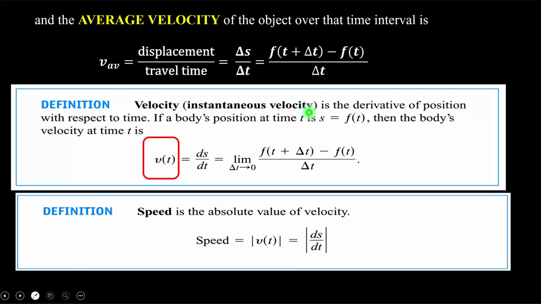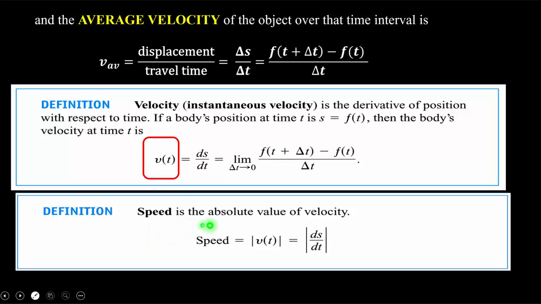velocity, or instantaneous velocity. So when we have the average velocity of an object over a time interval, that's just like your delta y over delta x. In this case, it's delta s over delta t, because our delta x is really now with respect to time. So the average velocity would just be delta s over delta t. Now, if we take the limit as delta t approaches 0, then we get this. So really, the velocity or instantaneous velocity of a position function is just the derivative of s with respect to time.